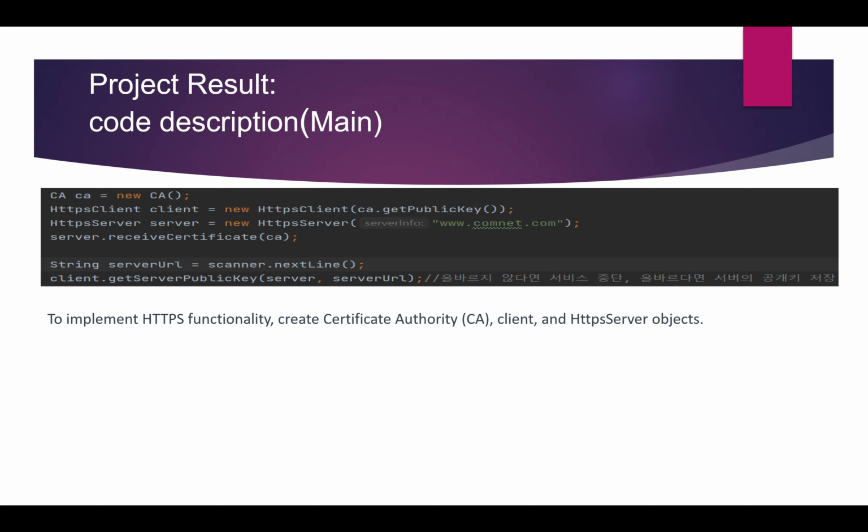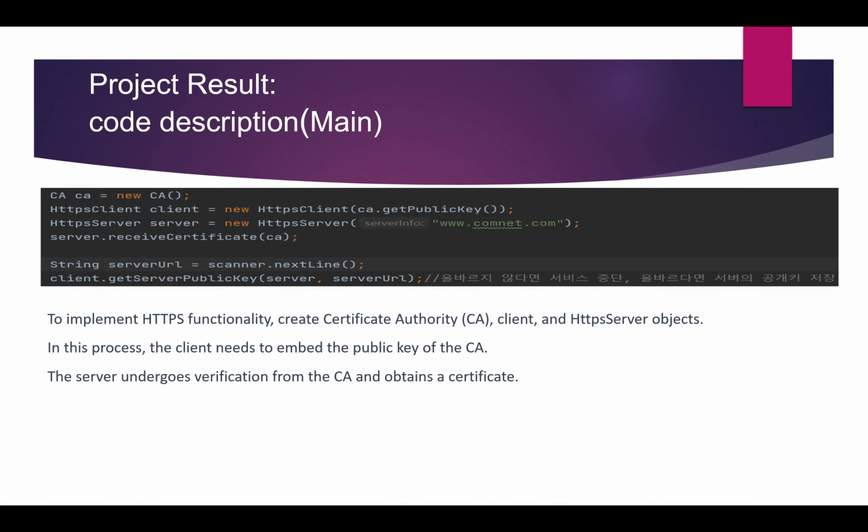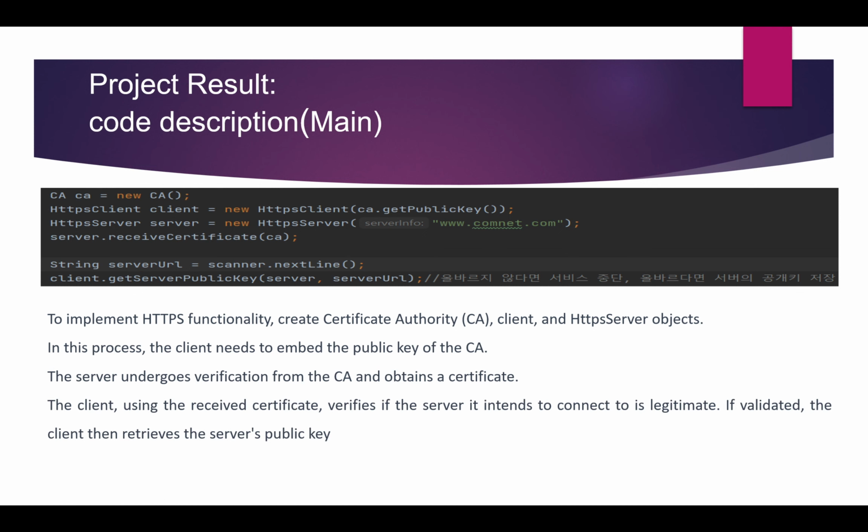To implement HTTPS functionality, create CA, client and HTTPS server objects. In this process, the client needs to embed the public key of the CA. The server undergoes verification from the CA and obtains a certificate. The client, using the received certificate, verifies if the server it intends to connect to is legitimate. If validated, the client then retrieves the server's public key.